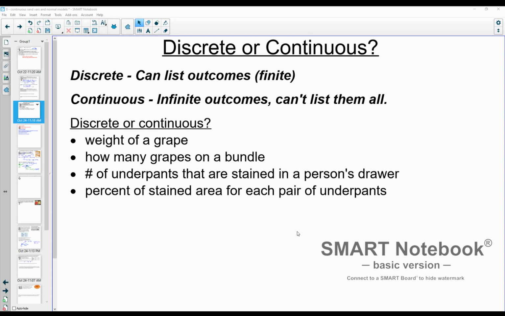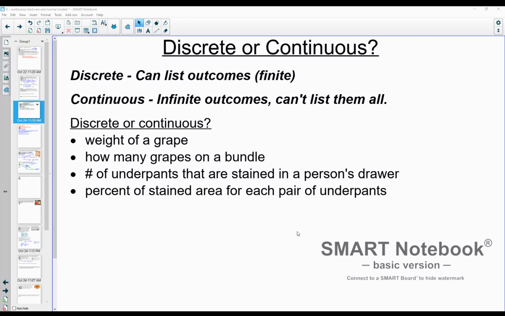And so we consider that to be discrete. In statistics, if we can list the outcomes, that there's a finite amount of outcomes and we can list them. Continuous, on the other hand, means there's infinite outcomes. You can't list them all because it's a continuous variable. It can be any value between this number and this number. So it's impossible to list them all, but they can exist.